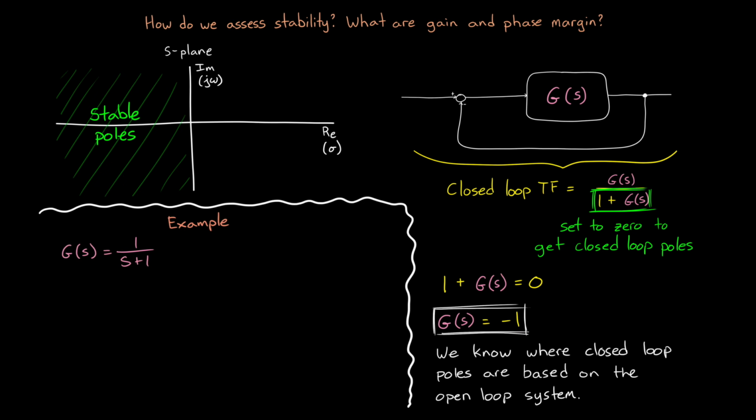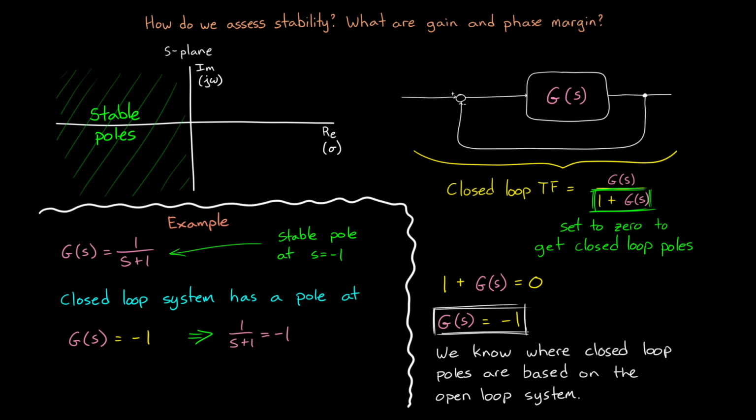For example, if G(s) equals 1 over s plus 1, then the open loop system has a stable pole at s equals minus 1. And if we place it in feedback, then the closed loop system will have a pole where 1 over s plus 1 equals minus 1, or s equals minus 2. So in this case, the closed loop system is stable, and we never had to look at a Bode plot, right? I mean, the pole is right here.